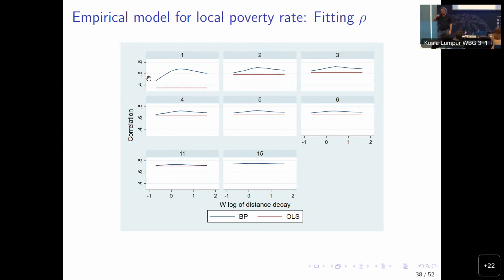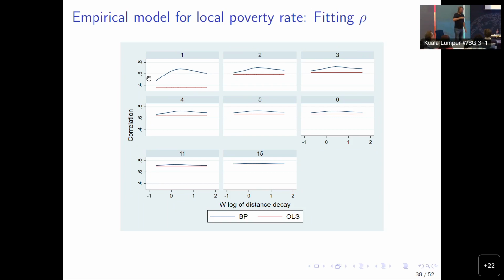This is the rho parameter that I introduced to you a few slides back. And the numbers that you see, 1, 2, 3, etc., is the number of covariates in the model. So the full model is 15 covariates. But what we did, we deliberately, incrementally stripped it of covariates. Right? We went from 15 to 11, from 11 to 6, etc., all the way down to 1.